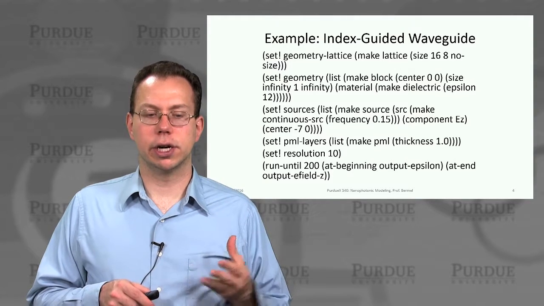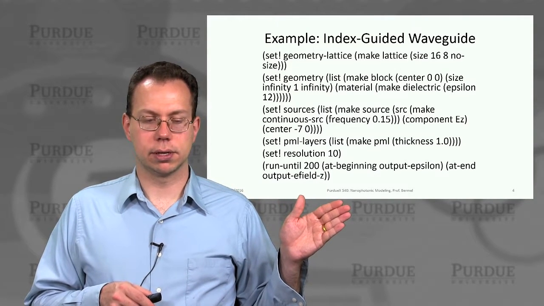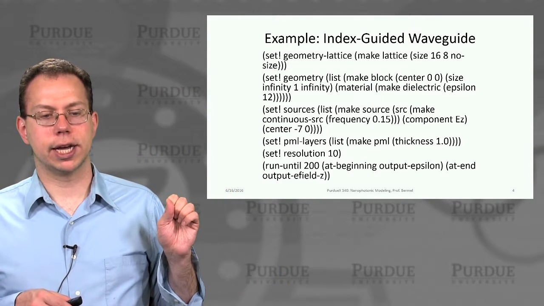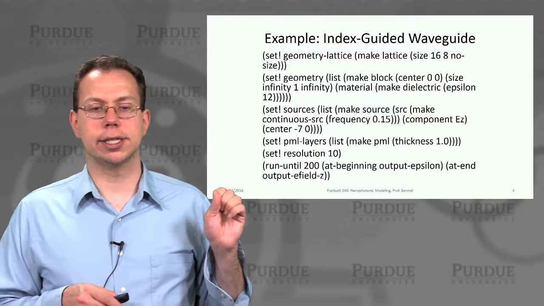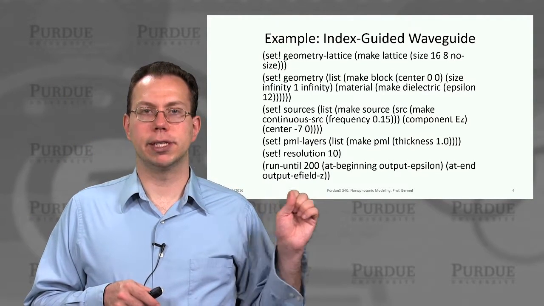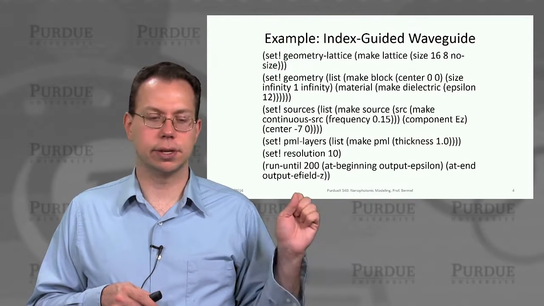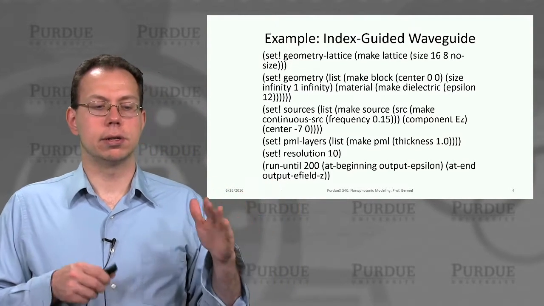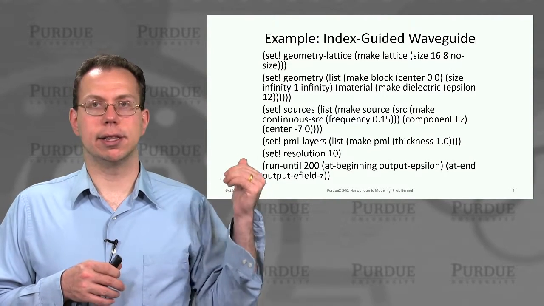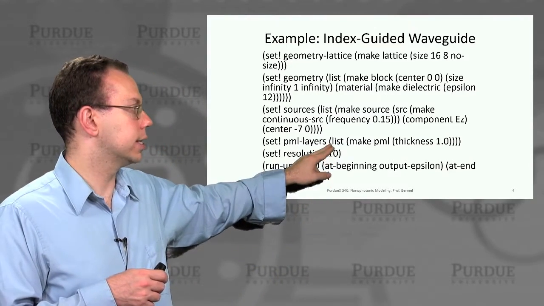Then we define a source, which is on the edge of our system. The reason we know that is that we said the center is at 0 and the size in the x direction is 16. That means it goes from -8 to +8, but we put the source at -7, which is close to -8. And then just beyond that, from -7 to -8 and from +7 to +8, we put this perfectly matched layer, which is listed here.